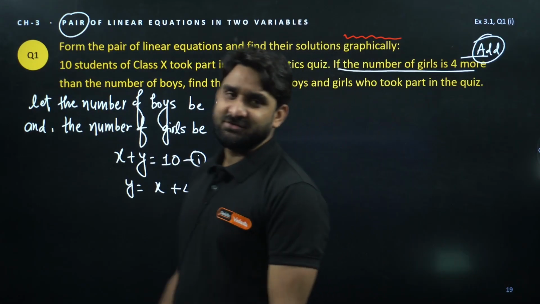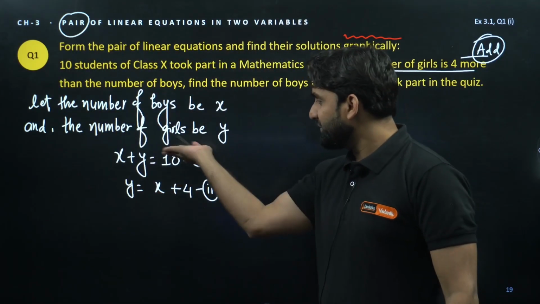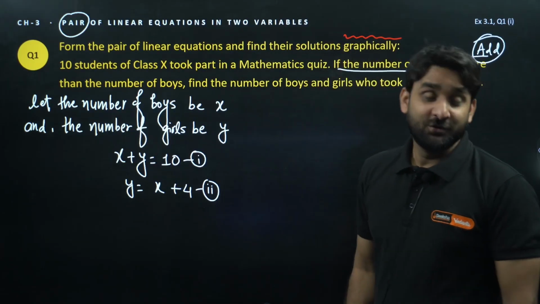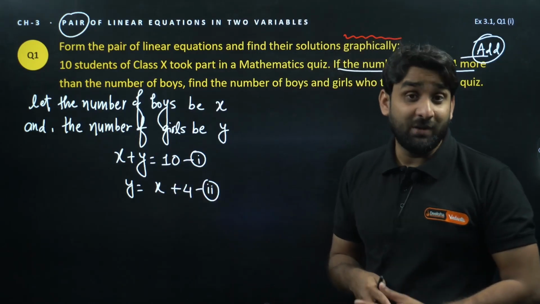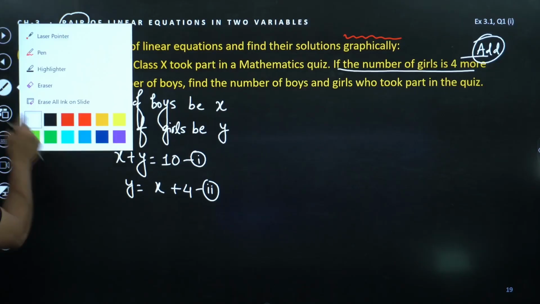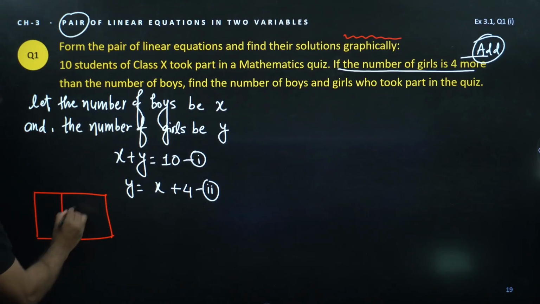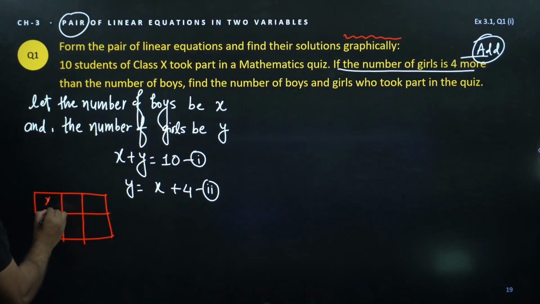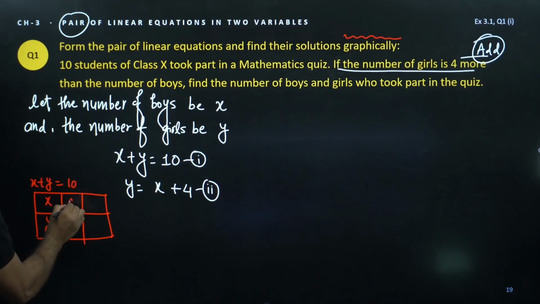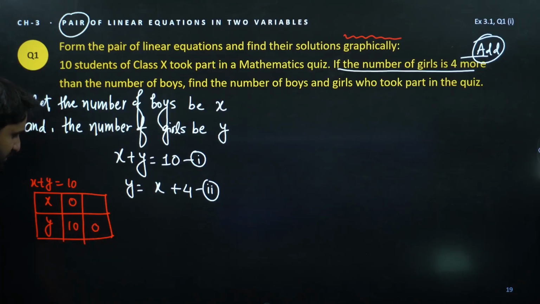If the question had asked to find the number of boys and girls, we could apply the substitution method. We can put Y in equation 1 and solve. But here the question is asking for the solution using the graphical method. So to draw the graph of both lines, we require some solutions. So let's find the solutions. Let's make a box. Two solutions are enough. X, Y. I'm finding solutions for the first equation, X plus Y is equal to 10. When we put X as 0, Y will become 10. When we put Y as 0, X will become 10.